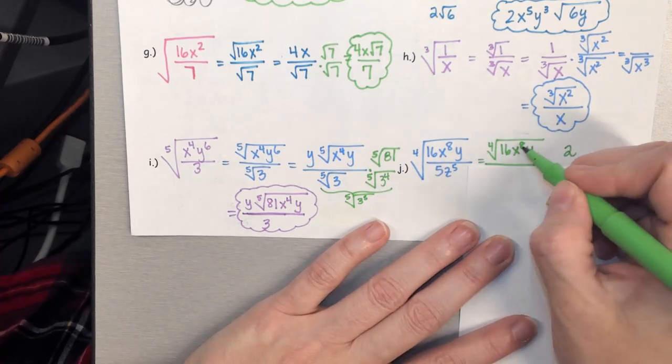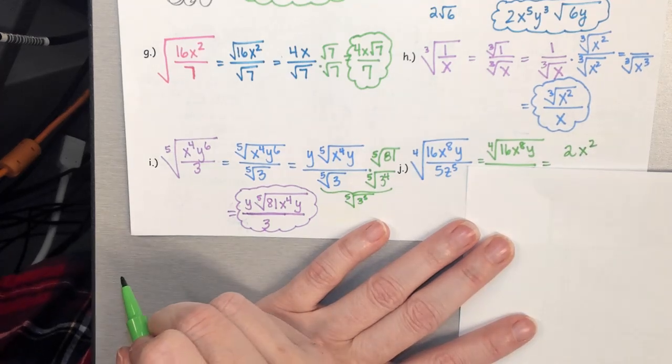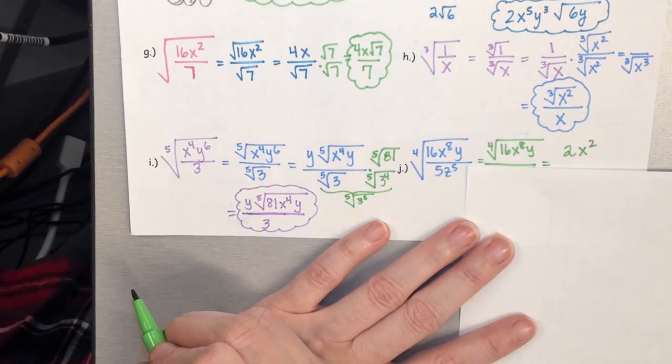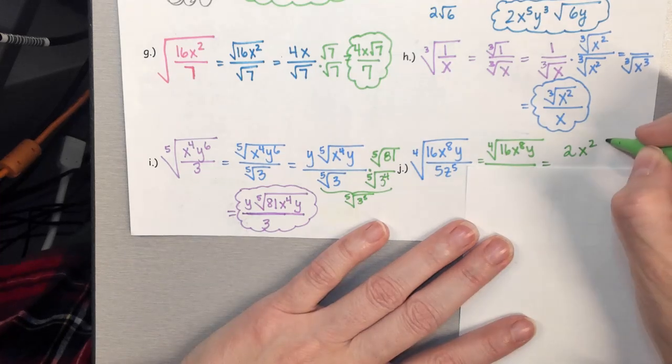Okay, and then 4 goes into 8 2 times, right? And then the y, if you don't see the exponent, what is it? It's 1. So 4 doesn't go into 1, which is why it has to stay on the inside.